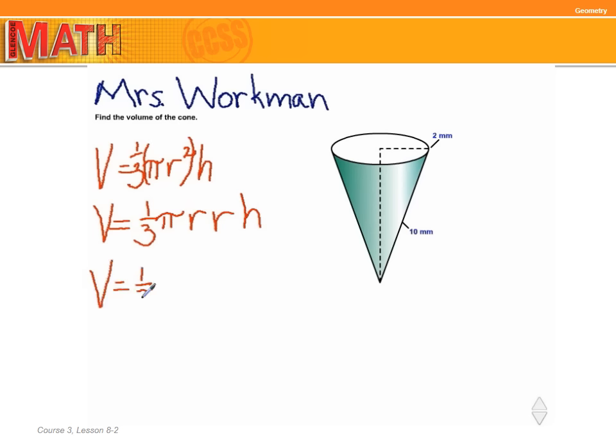1/3 times pi, times radius. This is the radius of the circle, given as 2 millimeters, times the radius, 2 millimeters again, times the height. This is the height of the cone, which is given as 10 millimeters.